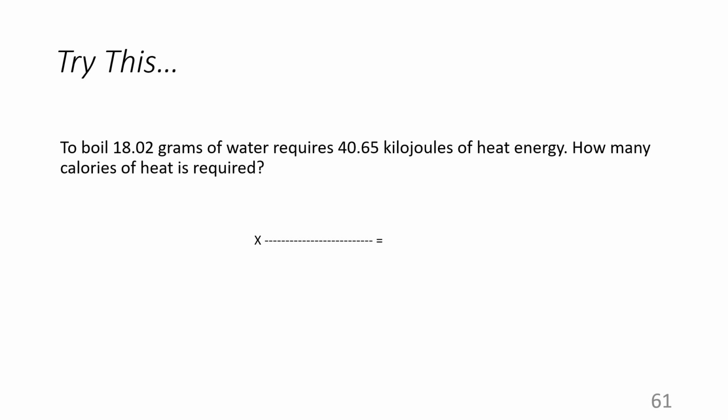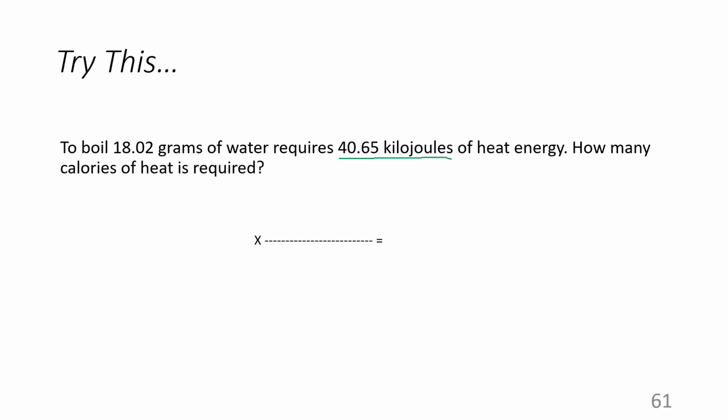Another problem you might see is one where you need to convert energy in joules to energy in calories. Okay, so let's look at this problem. We have 18.02 grams of water that is being boiled, and it requires 40.65 kilojoules of heat. And we just want to know how many calories of heat that is.